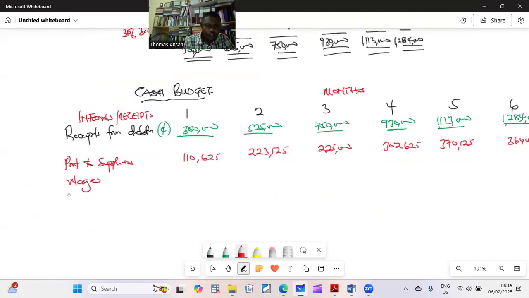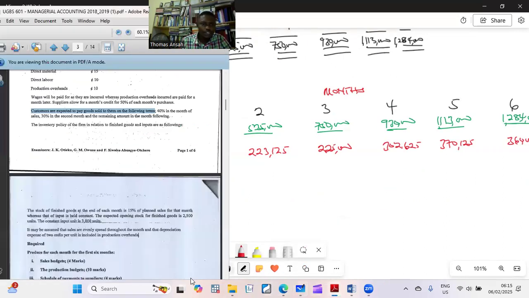Then the payment of the production overheads, you pay them. Then in the production overhead was depreciation. So kindly less depreciation from the production overheads. So when you pick the question back, the question told us that the wages is paid in the same month. And so that is that.